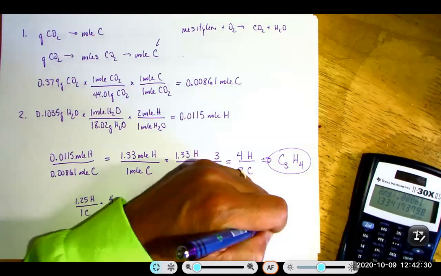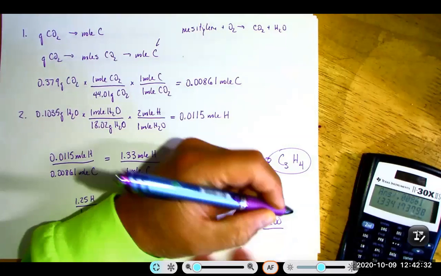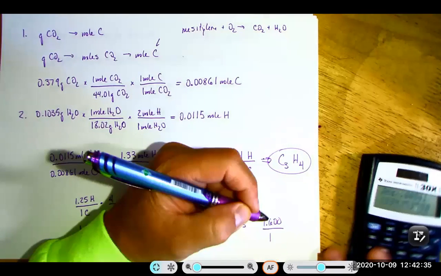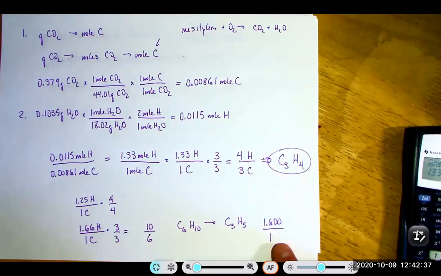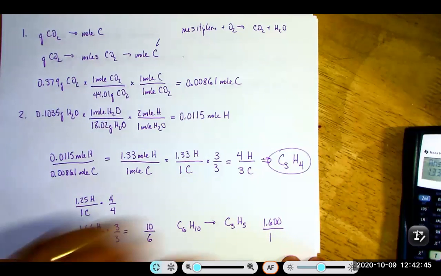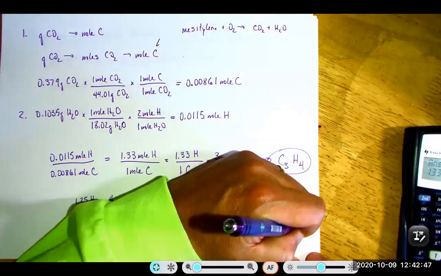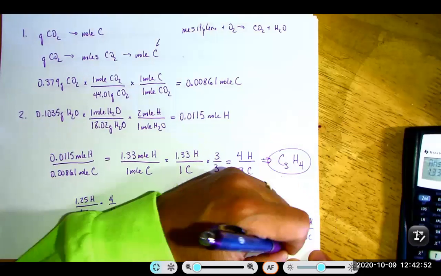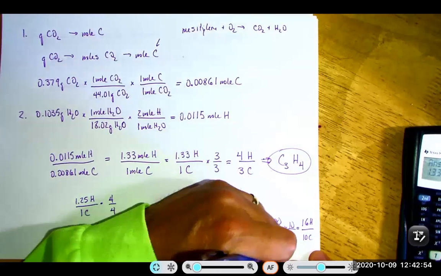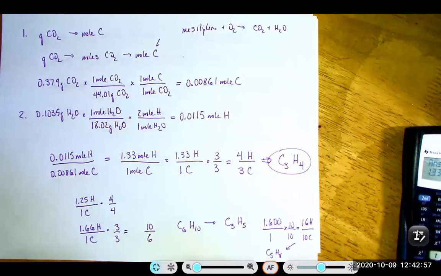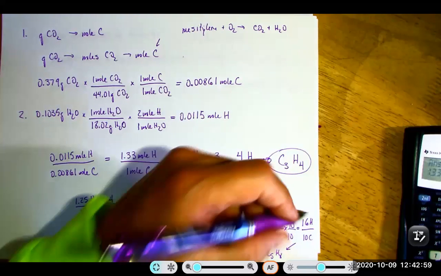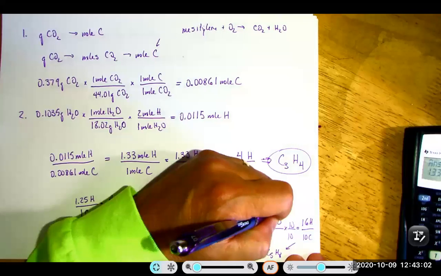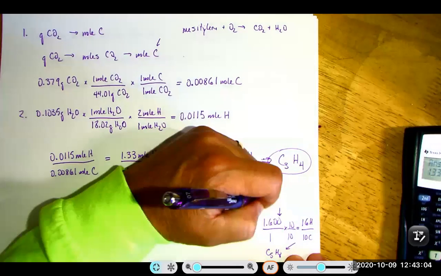1.600 to 1. Okay? And here, the inclination is to multiply by 3, right? Right. But when your data is this precise, maybe you multiply by 10 over 10 and you get 16 hydrogens to 10 carbons, and it becomes C5H8. Are you with me? Yep. When the data is this precise. Okay. If you have 1.6 over 1, who knows? Multiplying by 3 might just be okay.